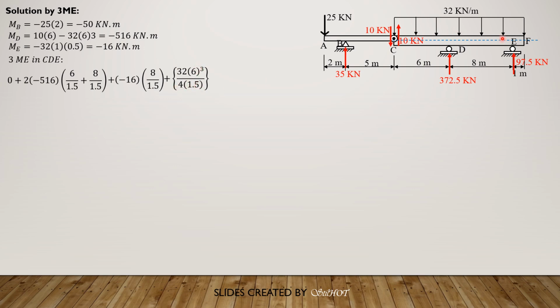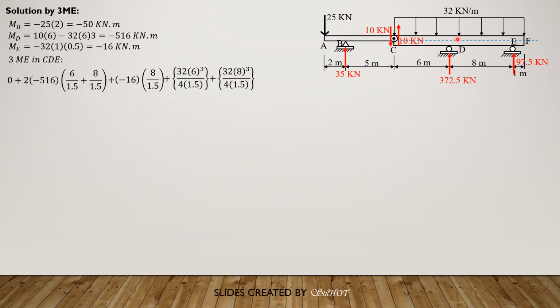Then for 6A2B over L2I2, it's also 32 times 8 cubed over 4 times 1.5, which equals 6EI. So take note that the horizontal line is, the reference is D.